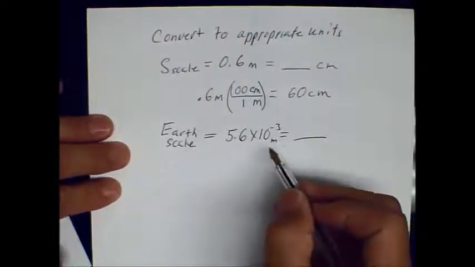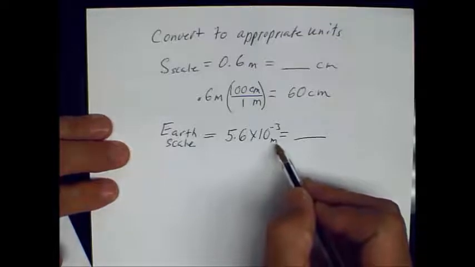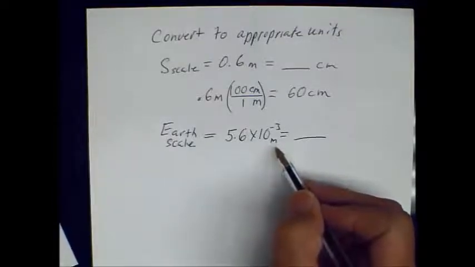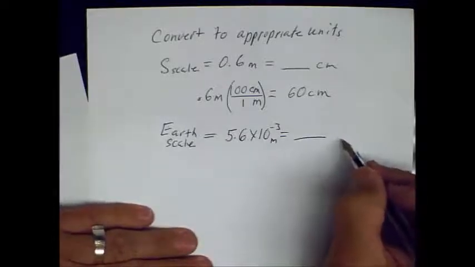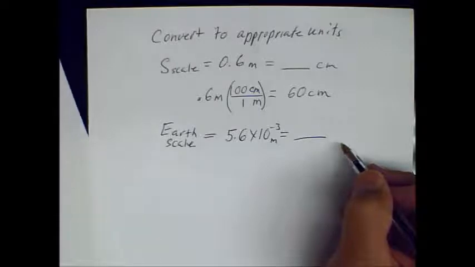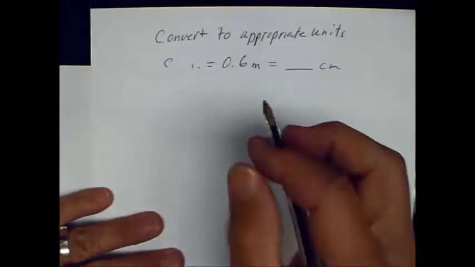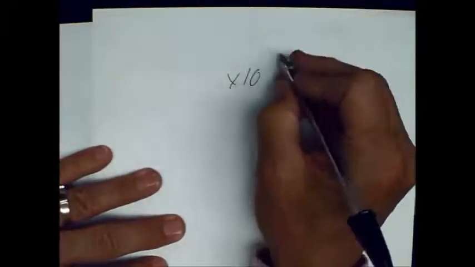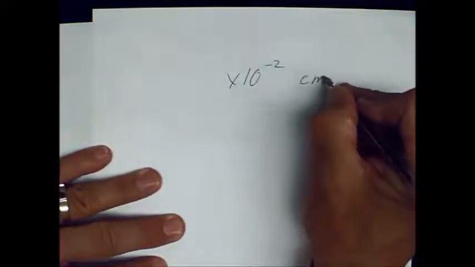Now, for the Earth, which is 5.6 times 10 to the minus 3 meters, that's really pretty small. And we need to convert that to appropriate units. And so what units are you going to convert it to? Let me just give you a rule of thumb. If you calculate a number and you get something that is times 10 to the minus 2, then you want to see centimeters.